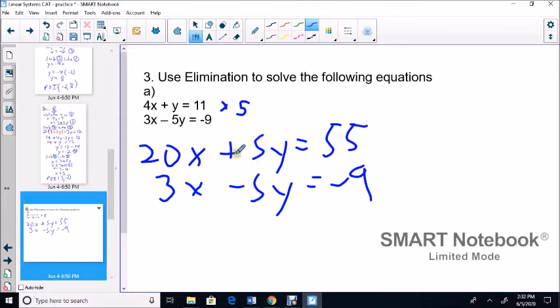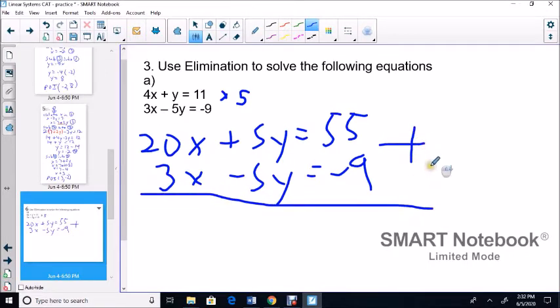I want the two numbers the same, and here they're opposite signs, so I'm just going to add these two. I'm going to put a line underneath and add the two. So 20 plus 3 is 23x. These become 0, so you don't write anything. And then when you add these two, 55 plus negative 9, you get 40.